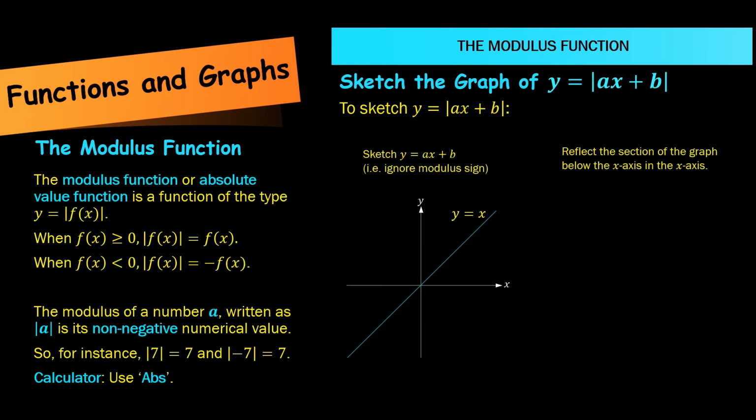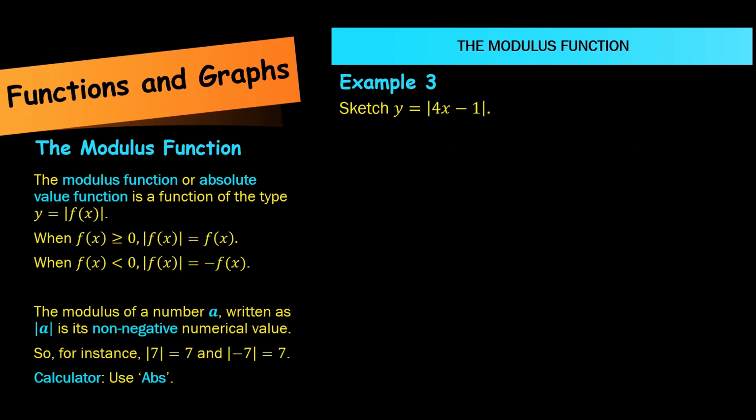Then if we want to look at sketching y equals mod x, we reflect the section of the graph below the x-axis in the x-axis. The bit below the x-axis has now been highlighted with a dotted blue line as shown. Let's now reflect this in the x-axis as shown here. This gives us the graph of y equals mod x.